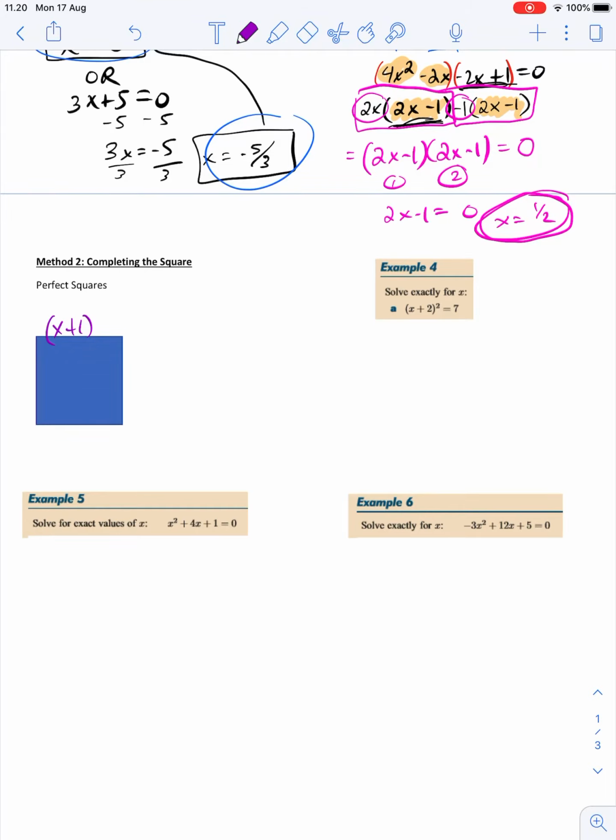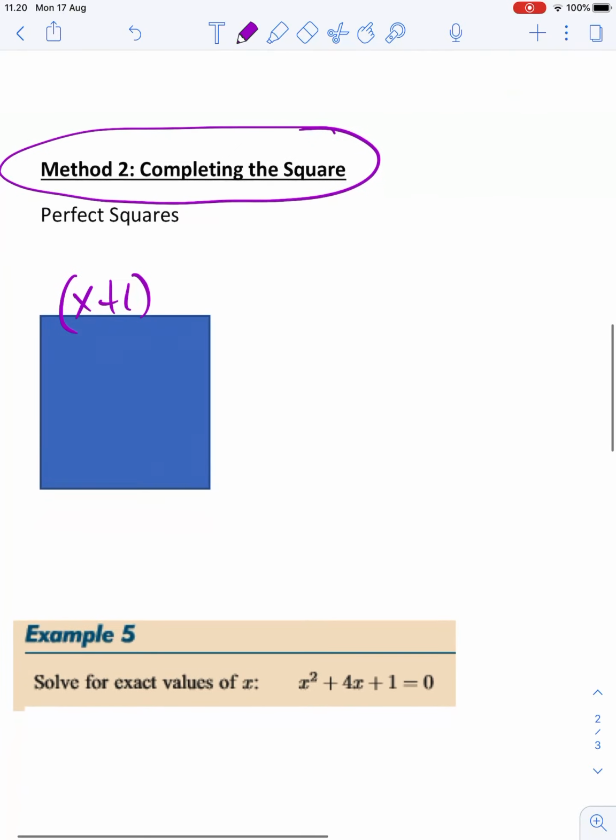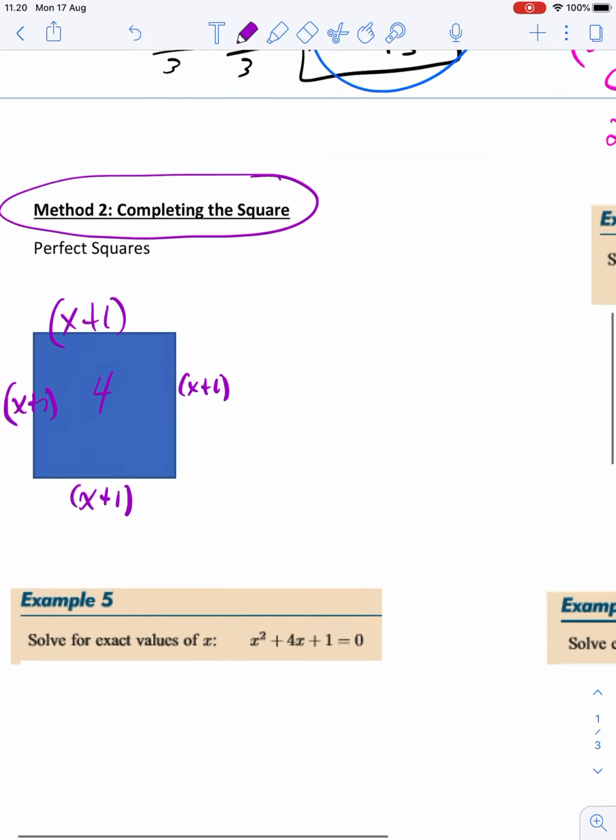The second method for solving quadratics is called completing the square. Now, just as we recall, squares have all the same side length, right? So if I told you that this square here has an area of 4, what is x? Well, we can solve for that because we can write this equation: x plus 1 times x plus 1, or x plus 1 to the quantity squared, is equal to 4, right? And we can solve this.